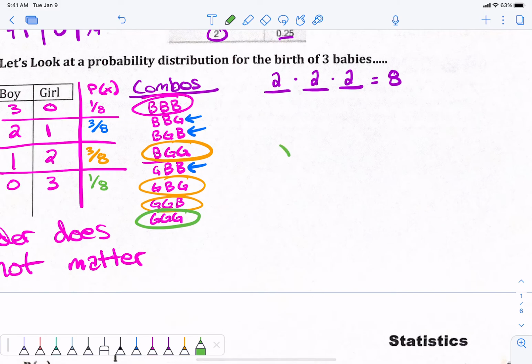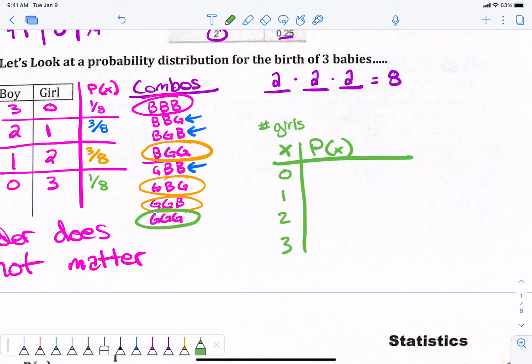Girls. Okay, so we're going to say X and P of X. And we'll just say that these are the number of girls. And P of X is that. So they'll only give you like half of the table, right? So X would be 0 girls, 1 girl, 2 girls, 3 girls. And then the probabilities will be next to those.